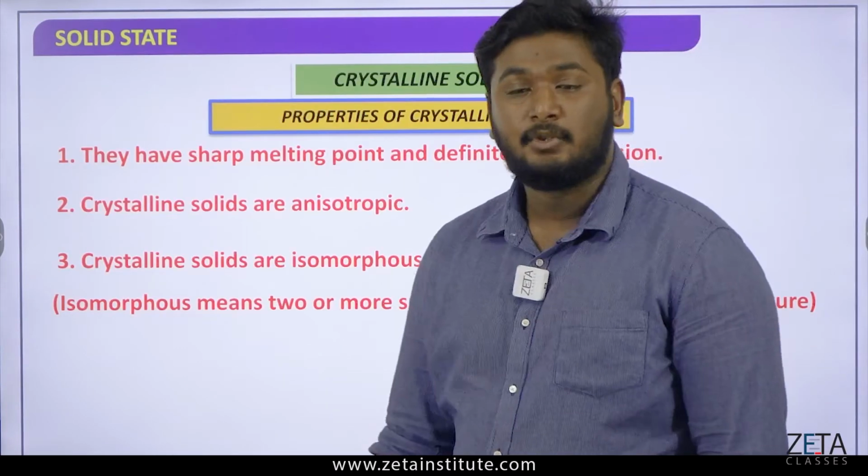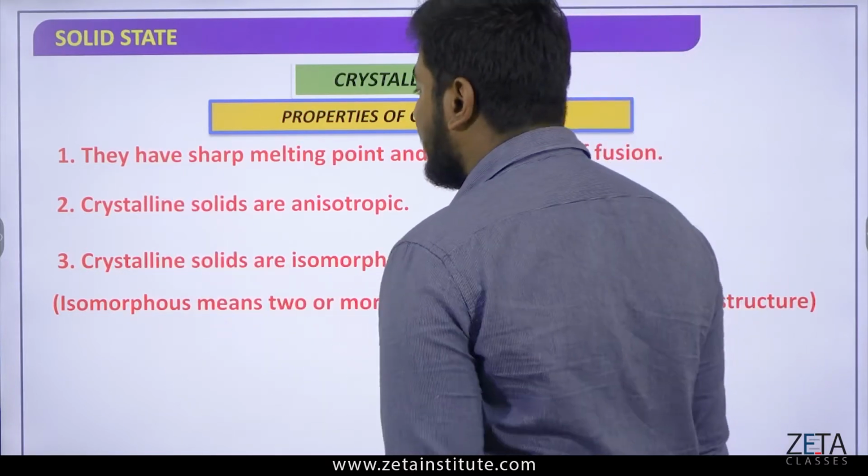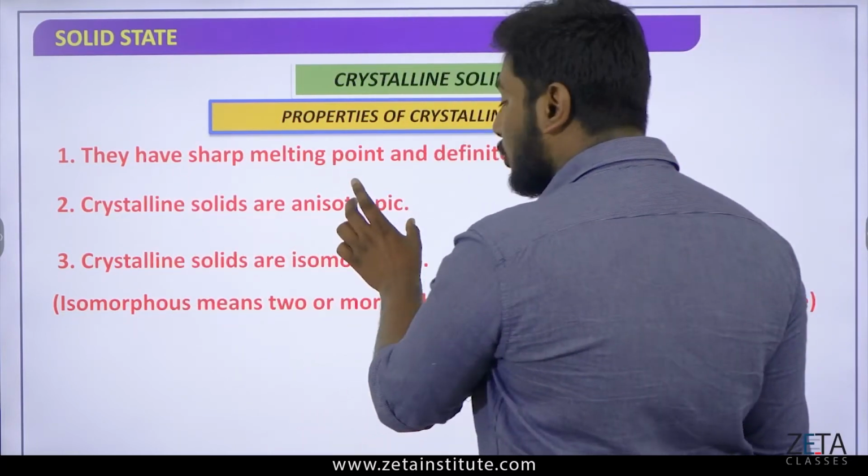Clear? Now I am listing the properties of crystalline solids again. They have a sharp melting point and definite heat of fusion. And crystalline solids are anisotropic.